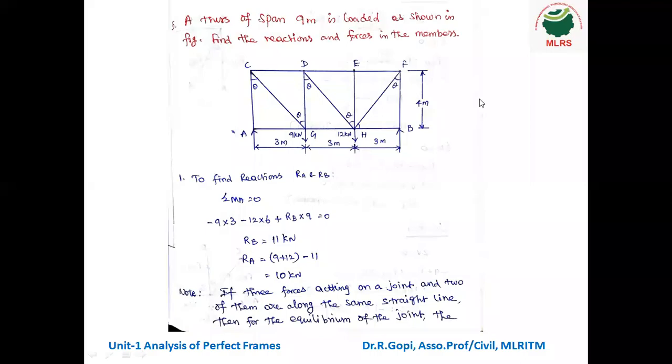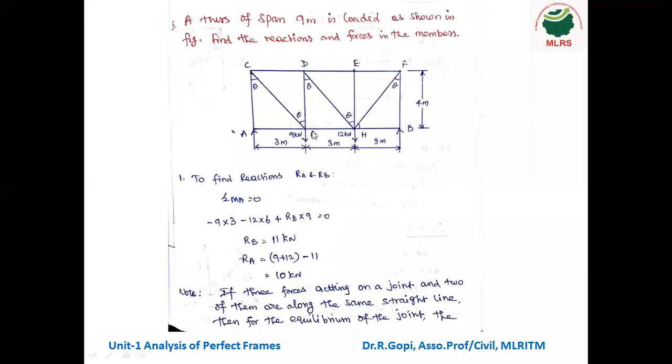So in this truss, there are 13 members. The first step is we have to calculate the reactions. The total length of the truss is 9 meter, height is 4 meter. So RB into 9 minus 9 into 3 and minus 12 into 6. So this is the equation, and finally we got RB equal to 11 kilonewton, RA is equal to 10 kilonewton.